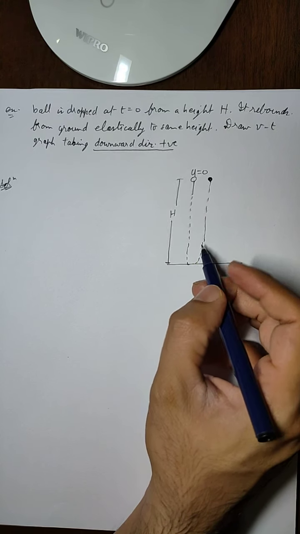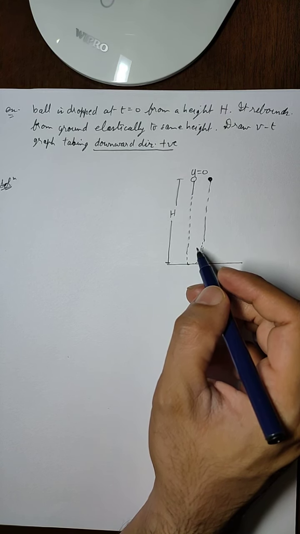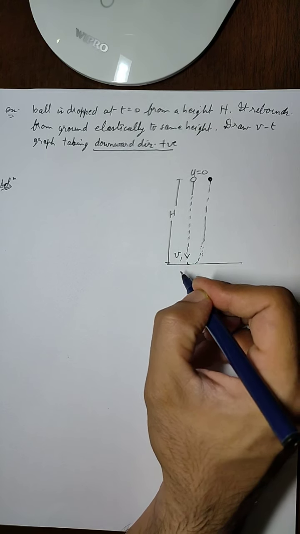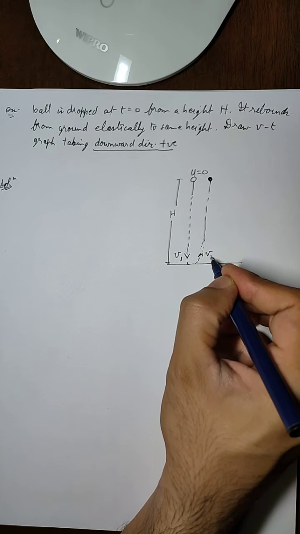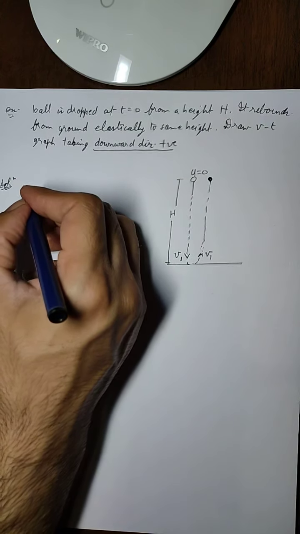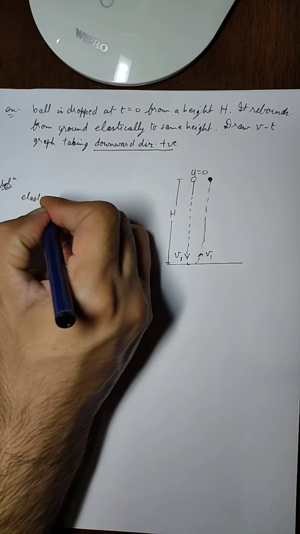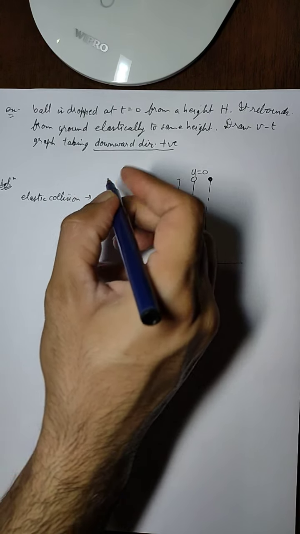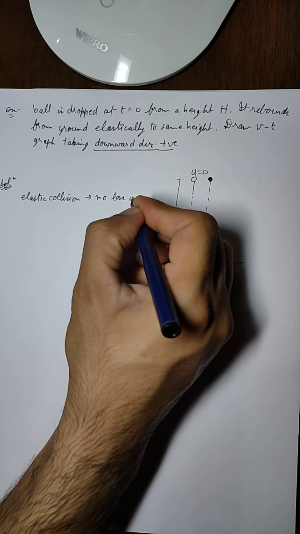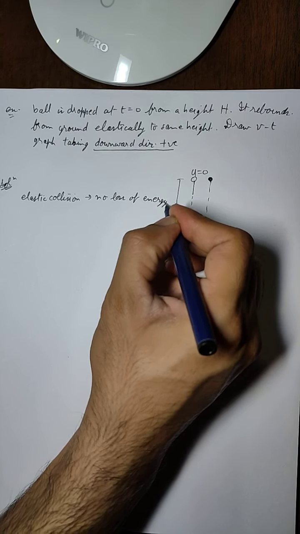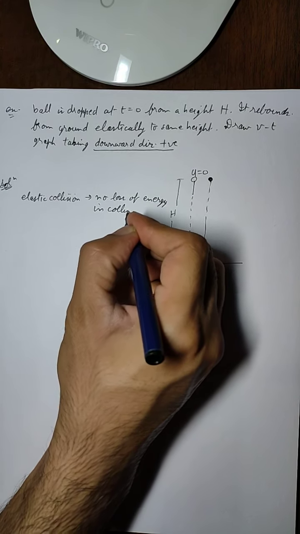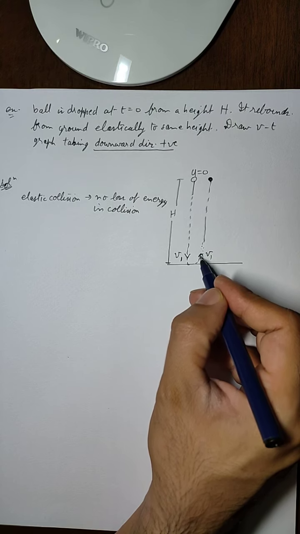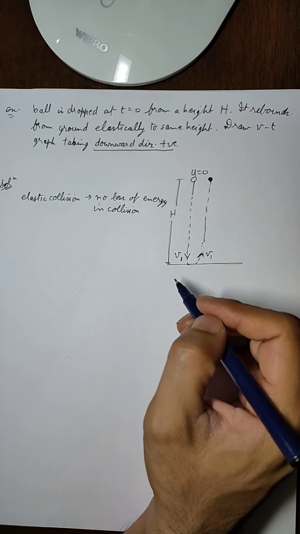Now what does elastic mean? Elastic collision is a kind of collision in which there is no loss of energy. That means if the ball is hitting the ground with velocity v1, then it will rebound and go upward with the same velocity v1. So there is no loss. You can keep this in mind, it will come in detail in later chapters. Elastic collision, there is no loss of energy during the collision. So if there is no loss of energy, then the velocity with which the ball collides with the ground, the same velocity it will acquire while going up.